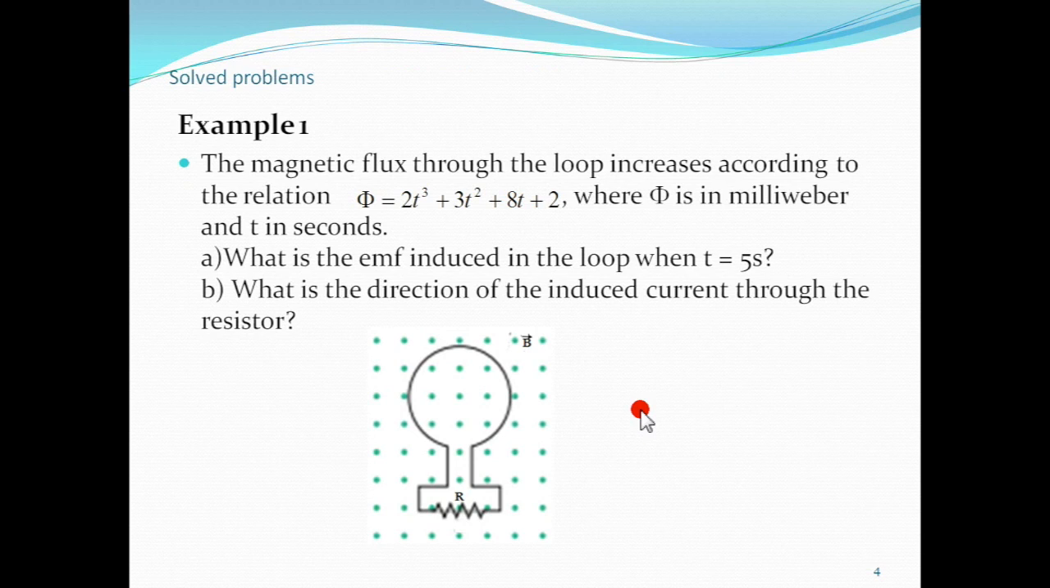The first example, the magnetic flux through the loop increases according to phi is equal to 2t cubed minus 3t squared plus 8t plus 2, while this phi is in milliweber and time in seconds. What's the EMF induced at t is equal to 5 seconds and what is the induced current?